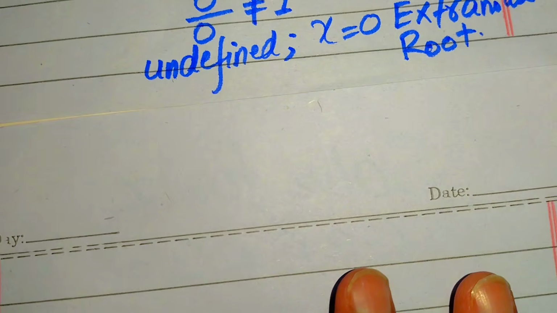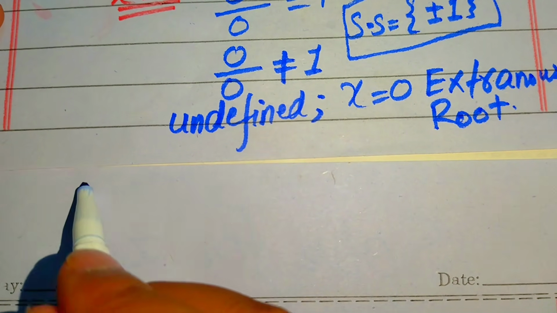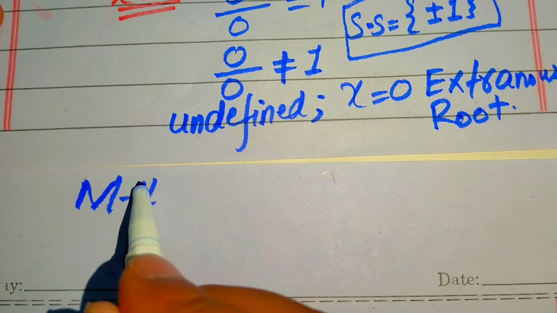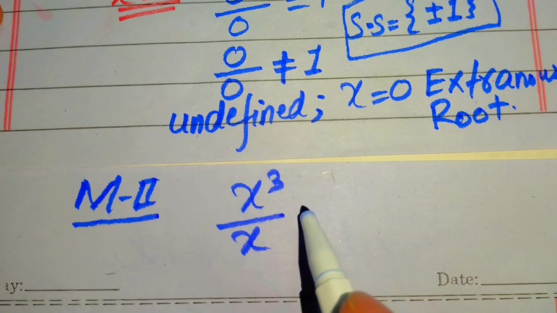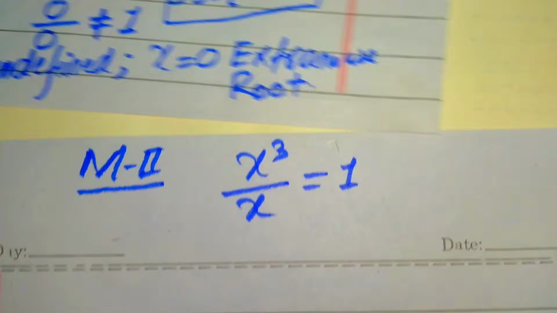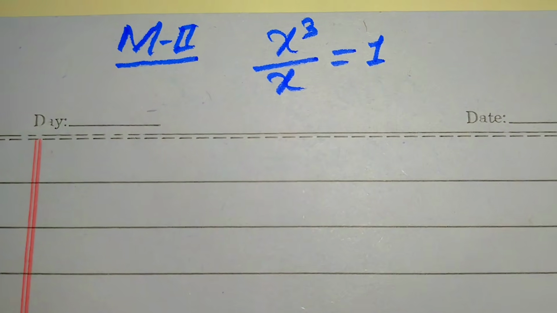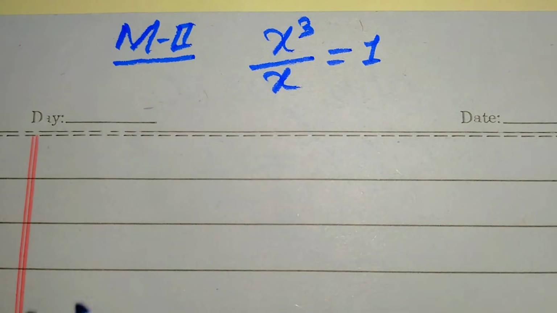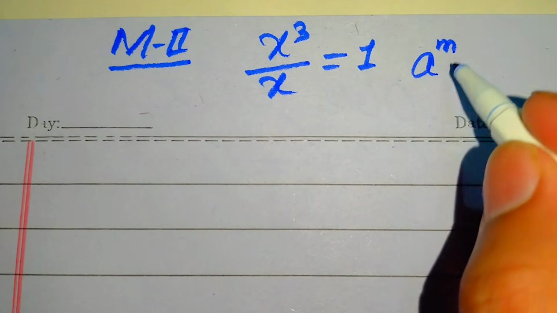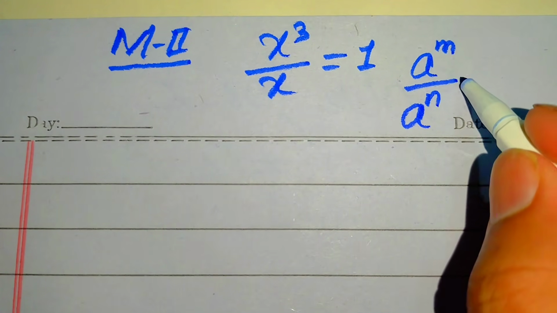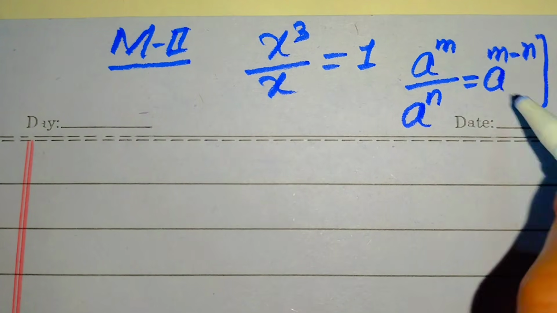So for the second method, first we need to copy down the given question statement, and the given question statement is x cubed divided by x is equal to 1. This is the given question statement, and here we use another technique to solve this problem. So here we use the nice exponential law. You know that if we have a to the power of m divided by a to the power of n is equal to a to the power of m minus n.